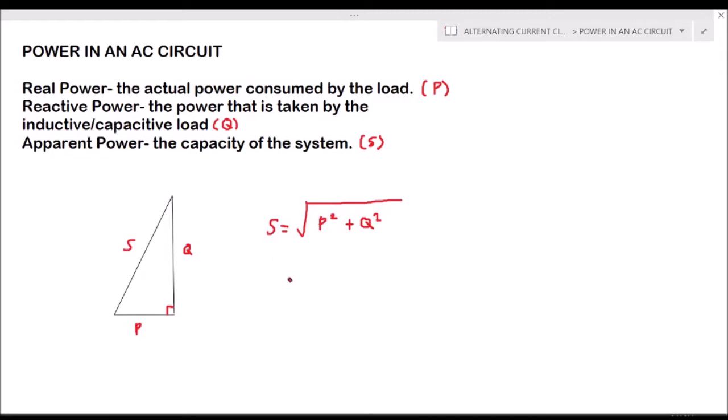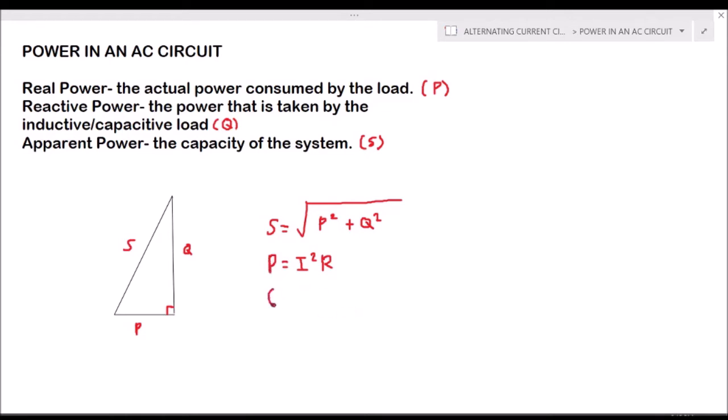Then in an AC circuit, the real power is the power which is consumed mainly by the resistance or the resistive load. Therefore, we could say that power in an AC circuit is equivalent to I squared times R. You could derive this formula using the power triangle on a DC circuit. So this is the actual formula for the real power.